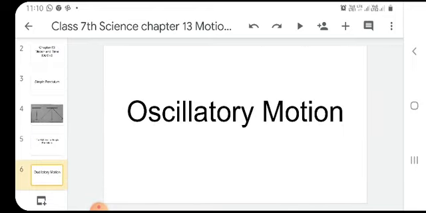Now what is the oscillatory motion? A periodic motion in which the object moves to and fro about its mean position is known as an oscillatory motion.